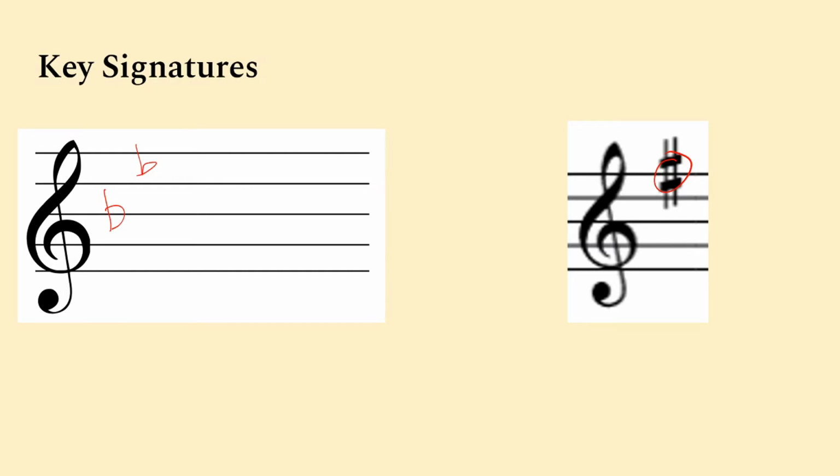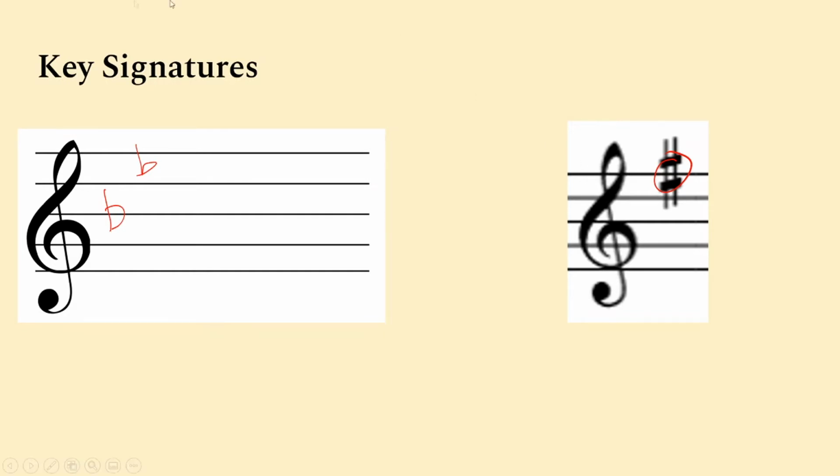However, this key signature is also for the key of E minor, since E minor also has the notes G, A, B, C, D, E, and F sharp. It's just that E minor starts on the E instead of the G. Since these two keys share the same key signature, they're considered relatives. So E minor is a relative minor of G major, and G major is a relative major of E minor.